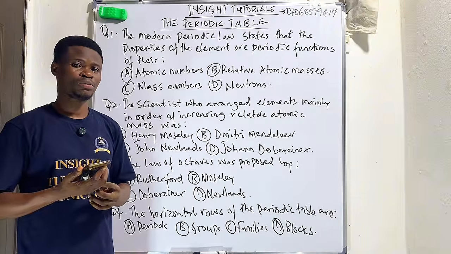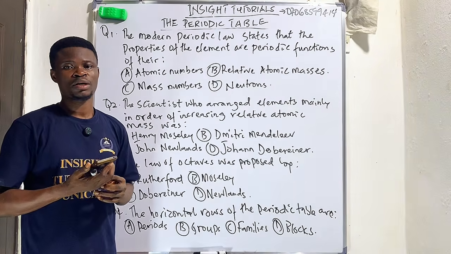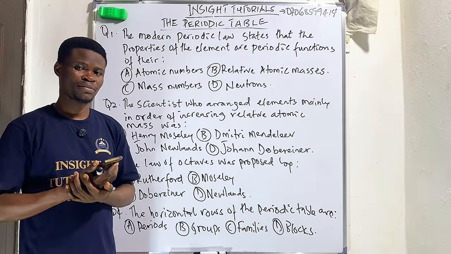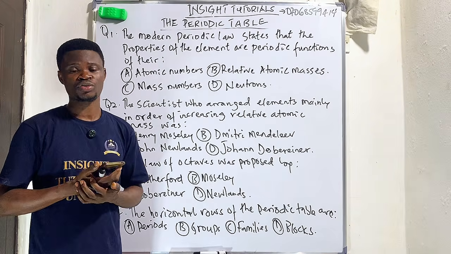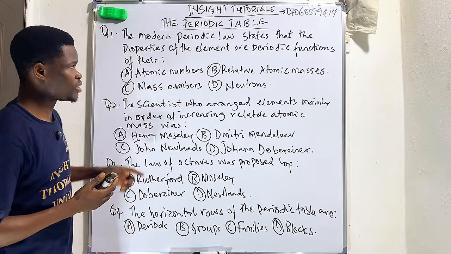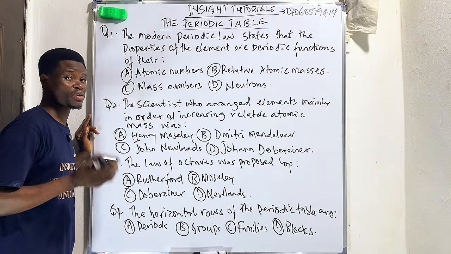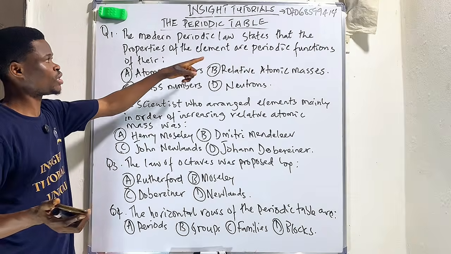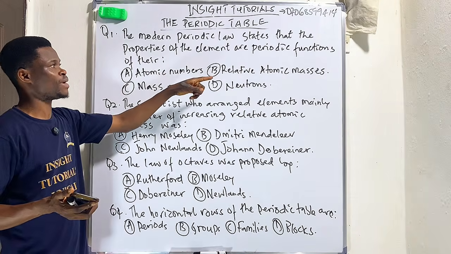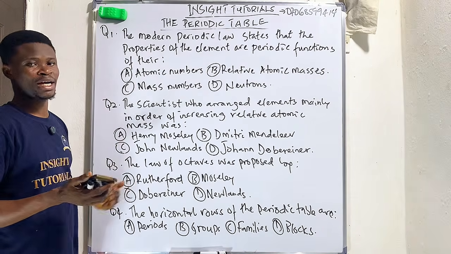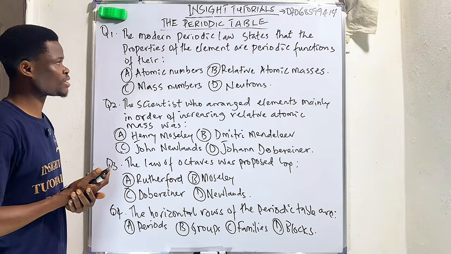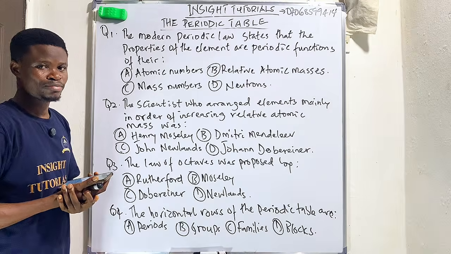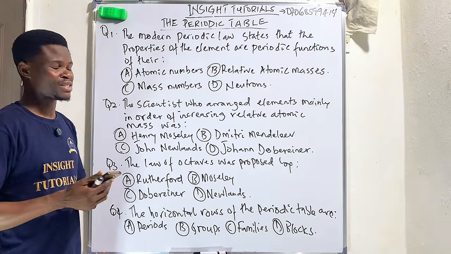All right, the periodic table, according to the modern day postulation, asserts that there are 18 groups and 7 periods. It's very important for you to know. Having known that, let's go straight into the questions that we will attempt. We've started the 50 high-yield questions. The first one says that the modern periodic law states that the properties of the elements are periodic functions of their dash. A says atomic numbers, B relative atomic mass, C mass numbers, D neutron. Pause the video and tell me what answer it is.